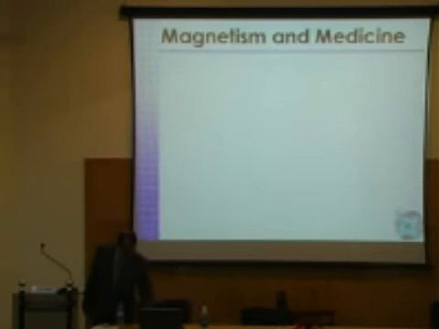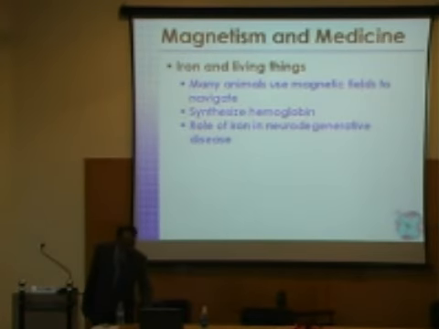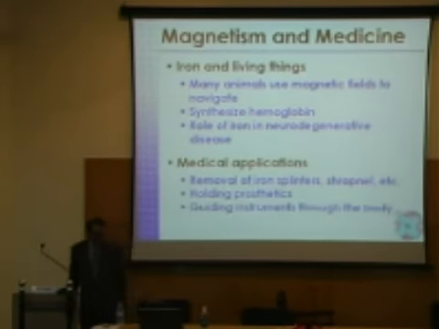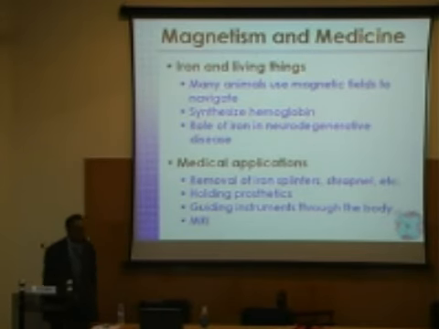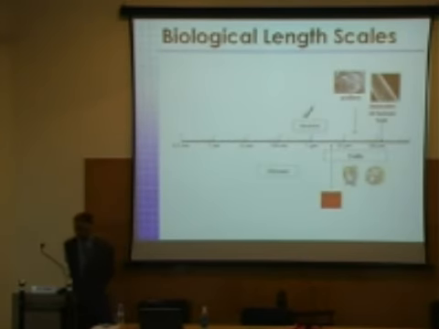The other aspect, of course, which is completely evolving right now, is the life sciences. As you all know, iron is very vital to living things, both for the synthesis of hemoglobin, and some animals at least use magnetic fields to navigate. And there are an enormous number of medical applications listed here that might benefit from the development of new nanomagnetic particles.